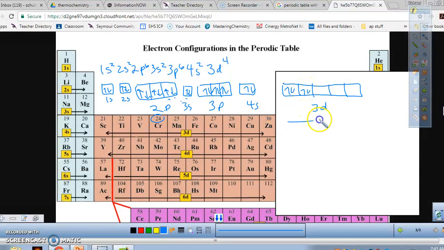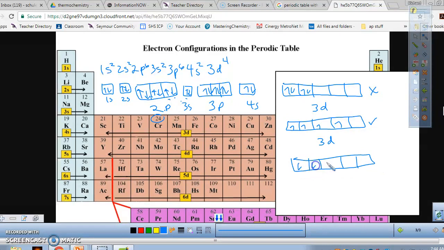And then, so don't do that. So we will, on this, go 1, 2, 3, 4. So that's okay. This is wrong. Or you could have done 1, 2, 3, 4. You could have said 4 downs. And they all have to be spinning the same way.